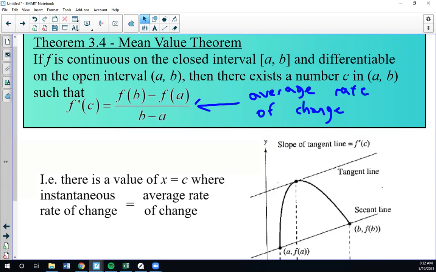So first off, this f of b minus f of a over b minus a is your average rate of change. If it asks you to find the average rate of change, then that's what it's asking you to do. We also use this f of b minus f of a over b minus a sometimes to estimate f prime at a particular value.